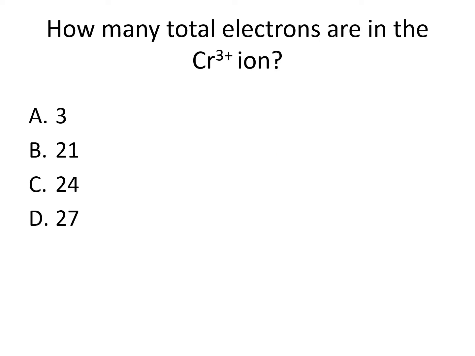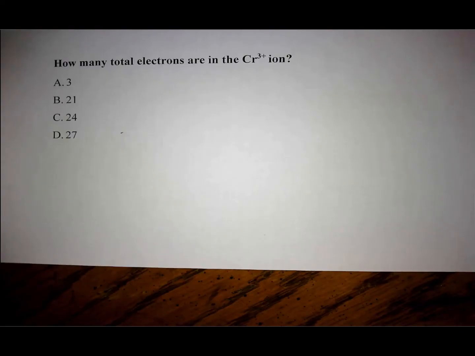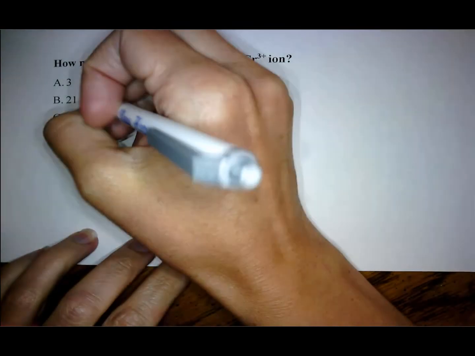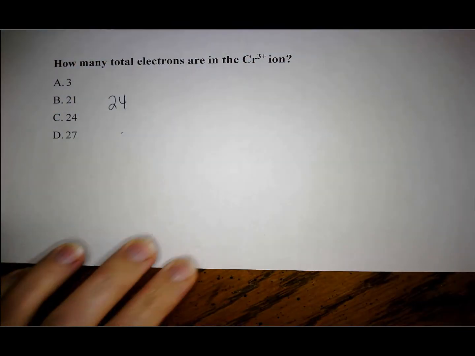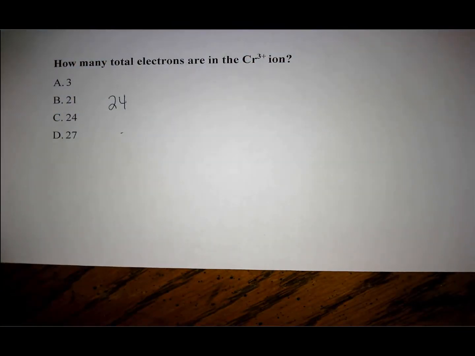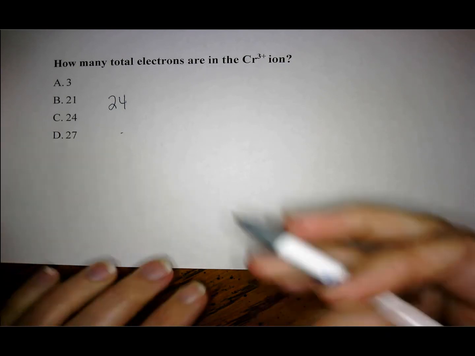How many total electrons are in the chromium 3+ ion? Is it A, 3, B, 21, C, 24, or D, 27? To answer this question, first we need to know how many electrons there are in the neutral chromium atom. So we look on the periodic table and we see that chromium is element number 24, which means that it has 24 protons, and therefore in the neutral chromium atom, it would also have 24 electrons.